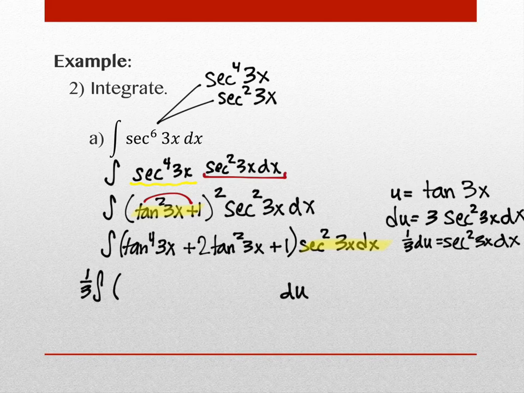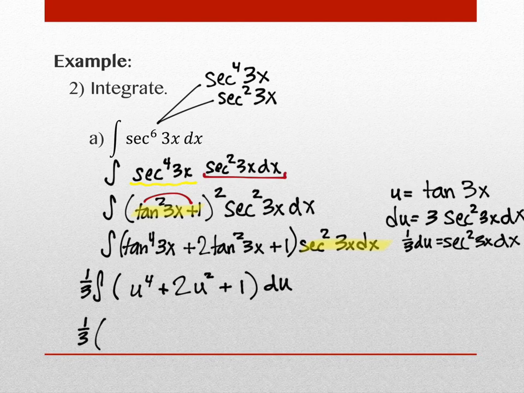Okay, in between here, I'm supposed to be replacing u for tangent. The first one says tangent to the fourth, so now I will have a u to the fourth. The next one has a 2, and then tangent squared, which will be u squared. And then I have a 1, which is still just 1. And lo and behold, I do have a polynomial. And at the very least, I will typically at this point have something I can do with simple power rules.